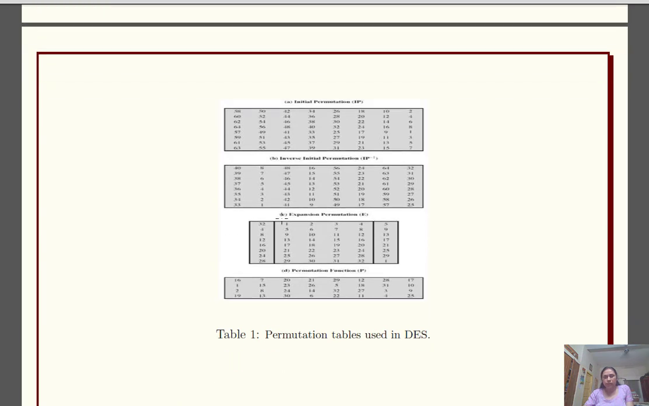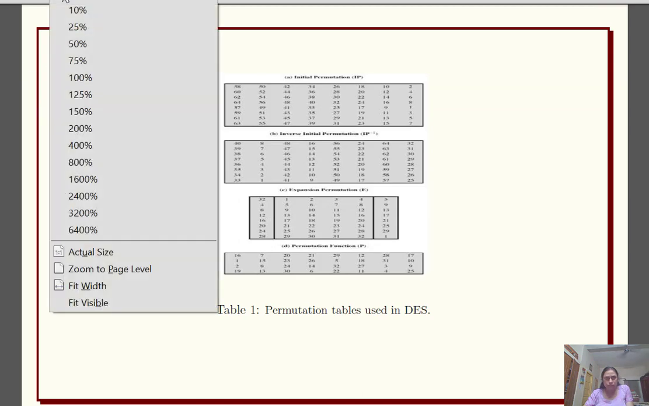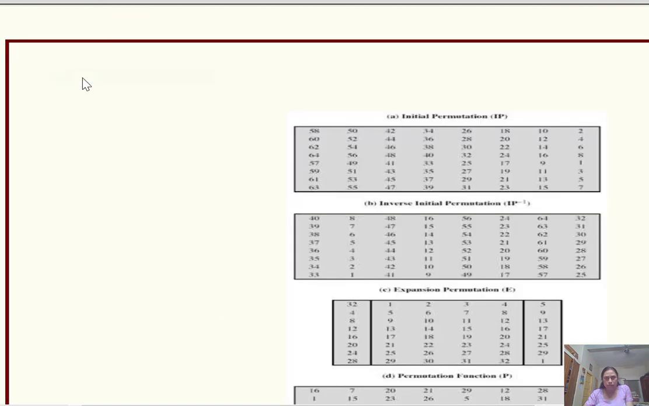So these are the permutation tables. Let me just make it a little bit bigger. Okay, so initial permutation, I have not specified initial permutation. Initial permutation is written in this way.